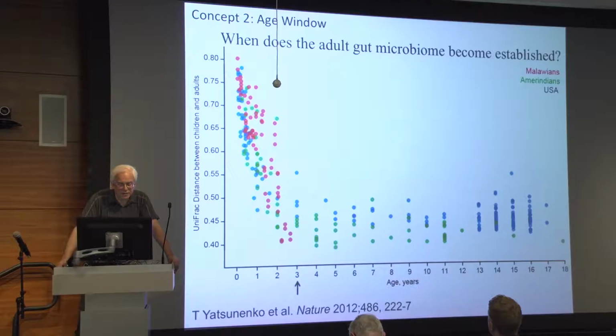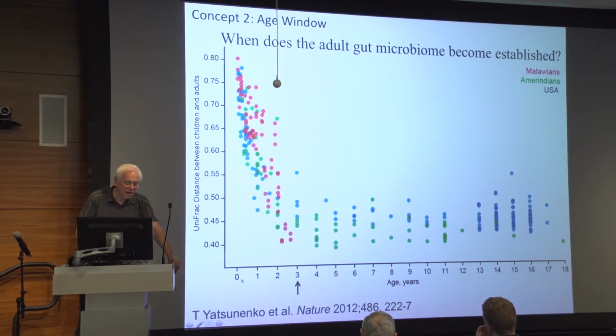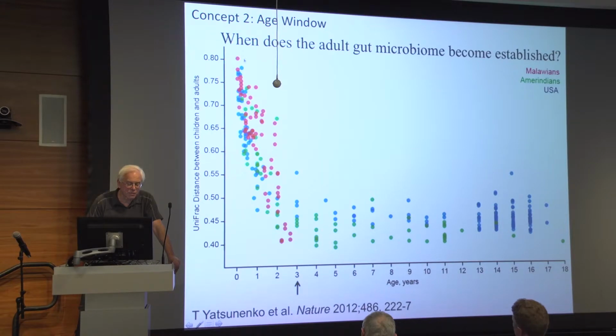Now, the second concept I want to mention is about an age window. And this is a slide from the work of Tanya Yatsenenko and Jeff Gordon's lab. It includes work by Rob Knight and Maria Gloria Dominguez. They studied healthy people in the US, Amerindians, and Malawians. And here on the x-axis is age during childhood. Each circle is the composite of the gut microbiome in one individual. And the y-axis is called unifrac distance between children and adults. This is a measure of dissimilarity. And what the data clearly show is that when babies are born, their microbiome is very unadult-like, and then gradually and progressively it becomes more and more adult-like until it is.